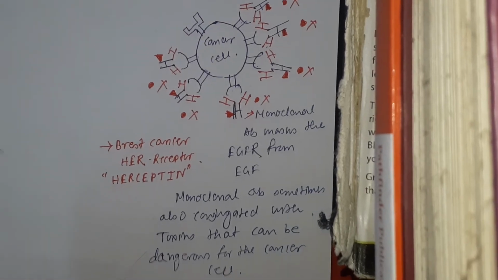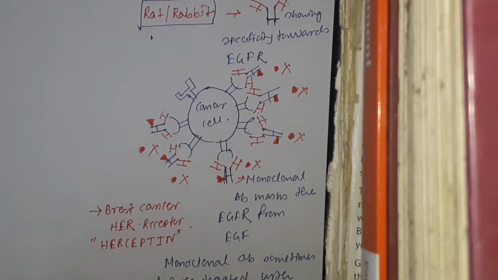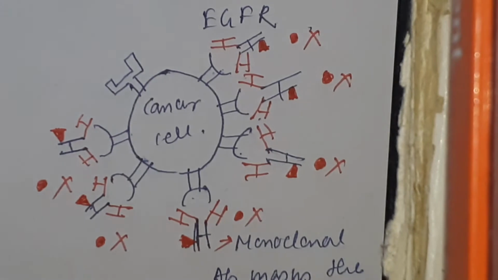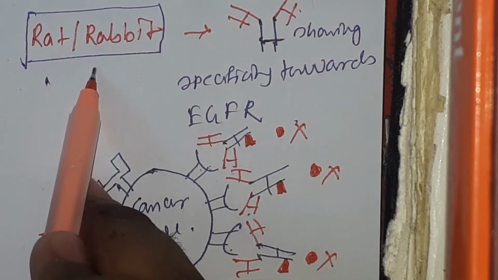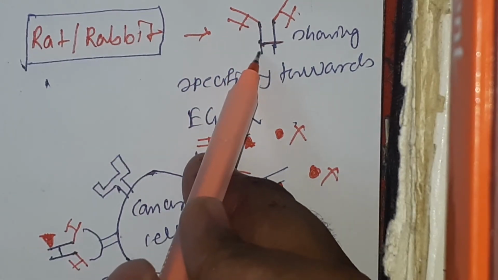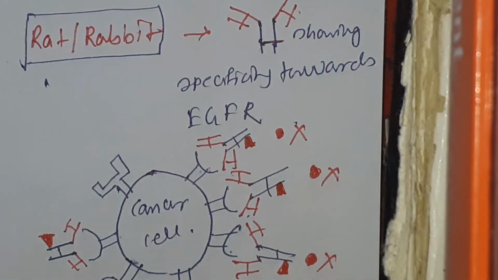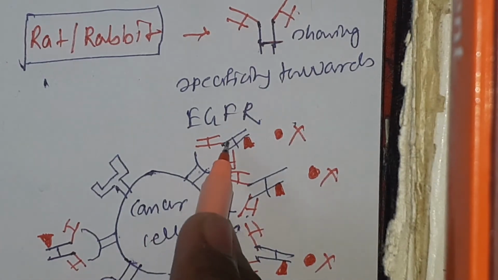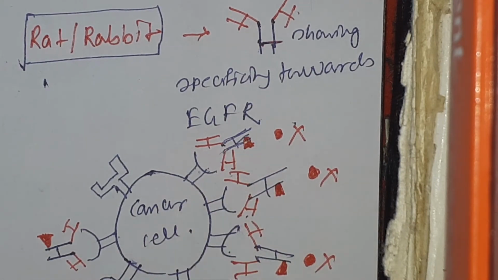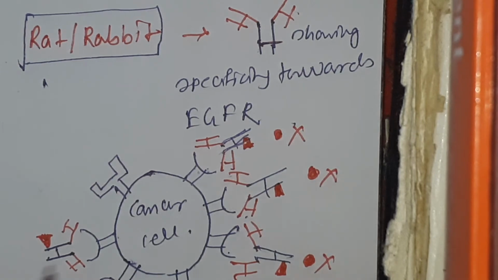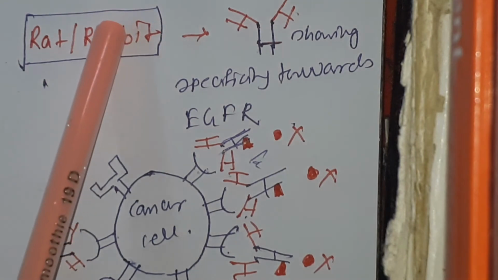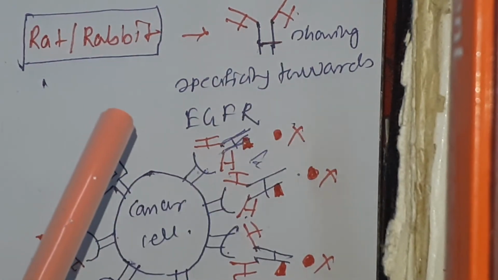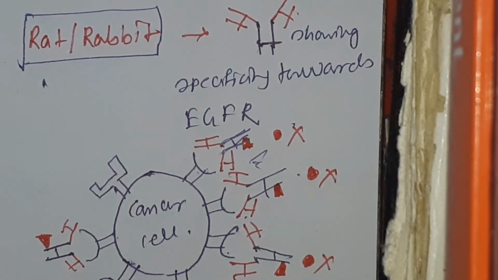Now there is also a problem. So what is the problem? That is, we use rat and rabbit to produce our monoclonal antibody, right? So if we inject or provide this into our human body, the human body will in turn activate an immune response against this FC region, right? As it is coming from a rat or rabbit, it will obviously show an allotypic immune response, right?